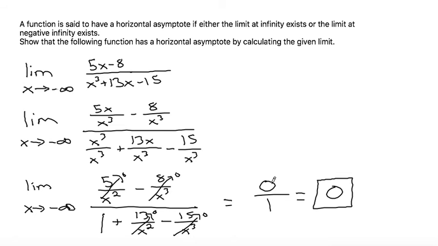If it was 0 divided by 0, then we couldn't use this strategy and we would have to look for a different strategy. But because it's 0 divided by anything other than 0, we can say that the limit is equal to 0. That also means, since a function has a horizontal asymptote if the limit exists, that the function also has a horizontal asymptote at y equals 0.